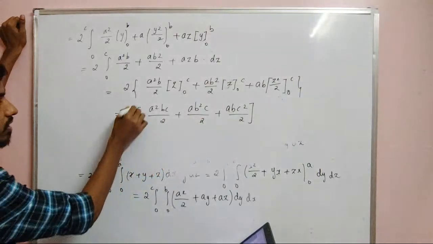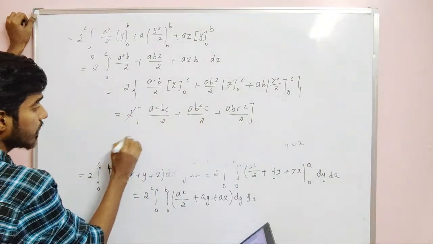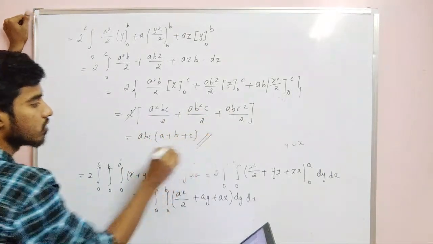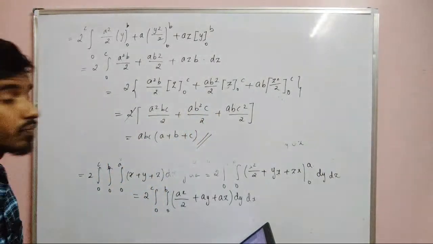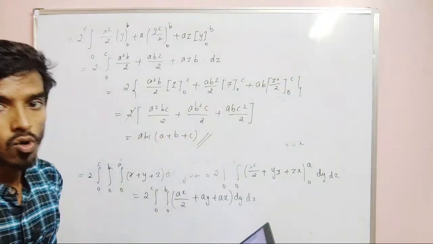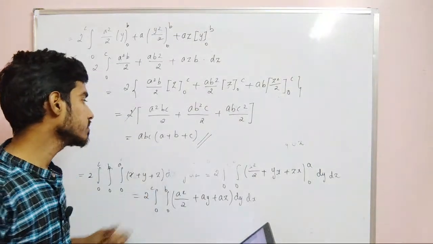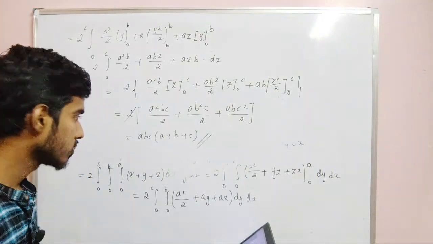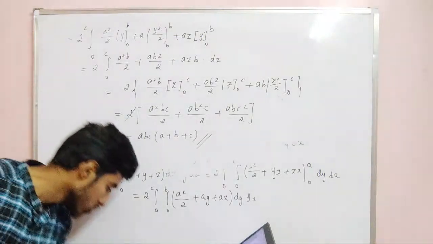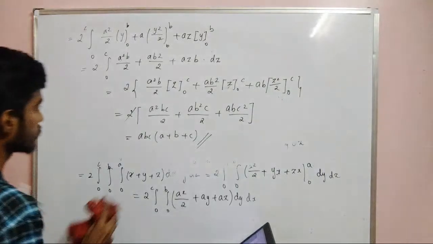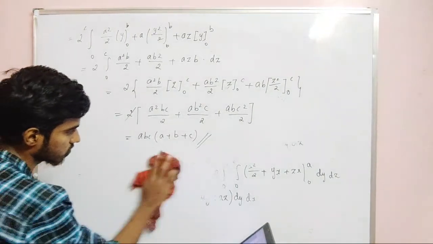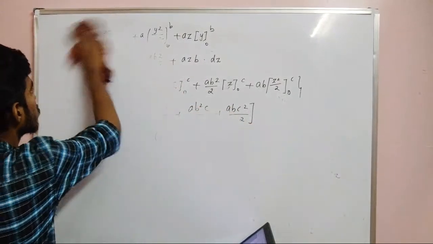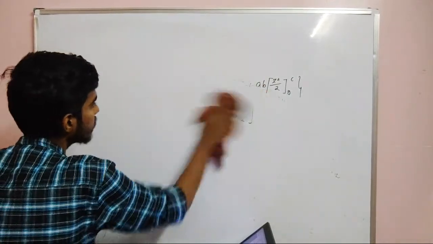Now I can take 2 outside and cancel the 2's, and if I take abc outside from here, so here we have a, there we have b, here we have c. So if I am taking abc common, here we have 1a, here we have 1b, here we have 1c. Therefore the volume integral is abc into a plus b plus c. So we have found the LHS. Now we need to find the RHS. That means we need to find the surface integral. So abc(a plus b plus c) is our volume integral.